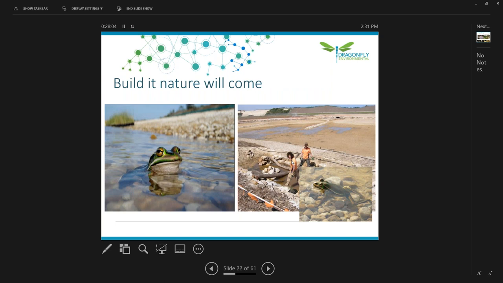This is one of those frogs that got out of its entrenched little area and came right to where we can see the people are planting the plants, right to it, to have a look. So let's build it and they will come. When you create these natural places, nature really is wonderfully resilient in many cases. We won't say always, but in many cases.